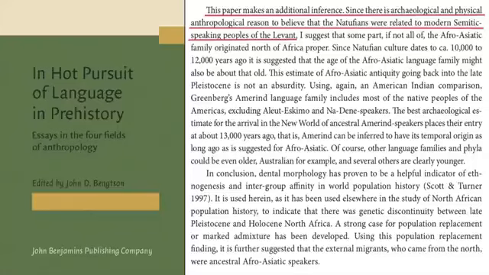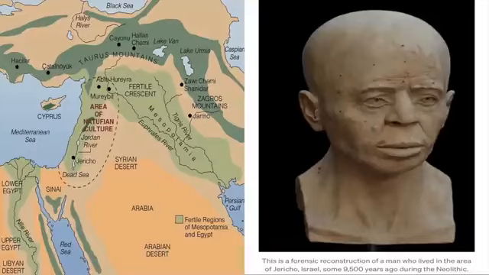This is from In Hot Pursuit of Language and Prehistory, and it says, this paper makes an additional inference, since there is archaeological and physical anthropological reason to believe that the Natufians were related to modern Semitic-speaking peoples of the Levant. That would include your Israelites. And so here is the area of Natufian culture, basically beginning from the Negev near Sinai all the way up to Syria and northern Mesopotamia.